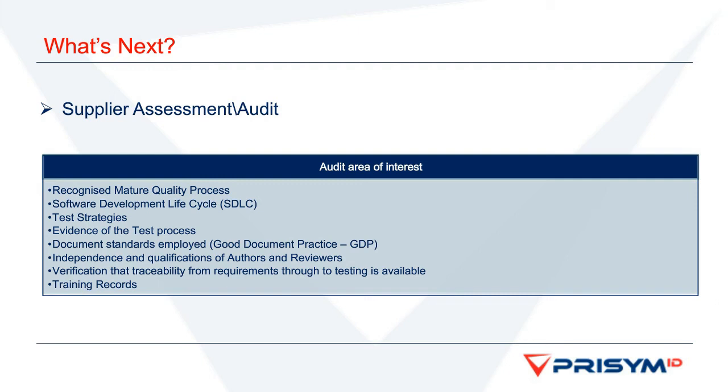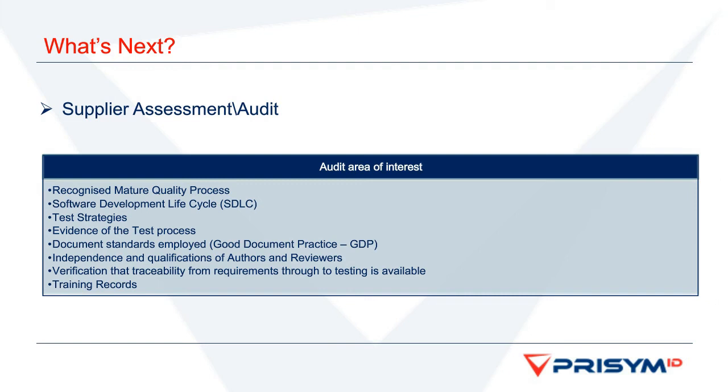Are good document standards being employed? This is recognised as GDP. This is a good indicator that your proposed supplier is in control of their document practices and at a fundamental level understands the good document practices used within the life sciences industry. Is there sufficient independence between document authors and document reviewers? This would include, for example, functional specifications and test documents. This also includes whether those authoring and reviewing are appropriately qualified. This can include exam qualifications or industry-gained experience.